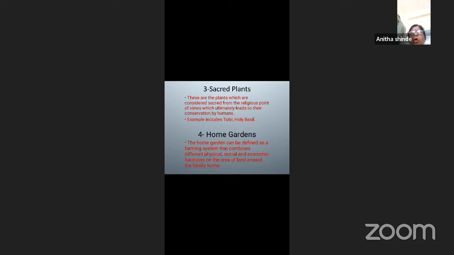And home gardens. Even at home, we can create small gardens and do small farming, using different physical, social, and economic functions. Some families have big houses, so wherever you have the place surrounding your house, you can do farming and grow vegetables, fruits and all those things. In that way you can collect, cultivate, as well as preserve the plants. That is how you can go about with home gardens.